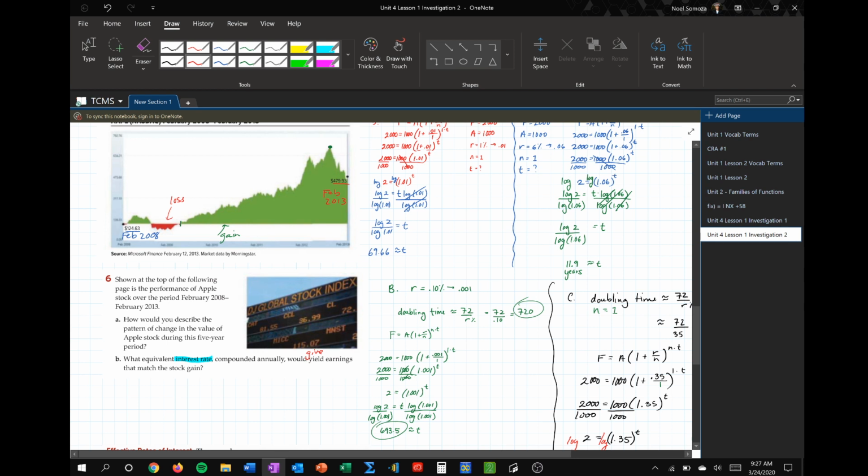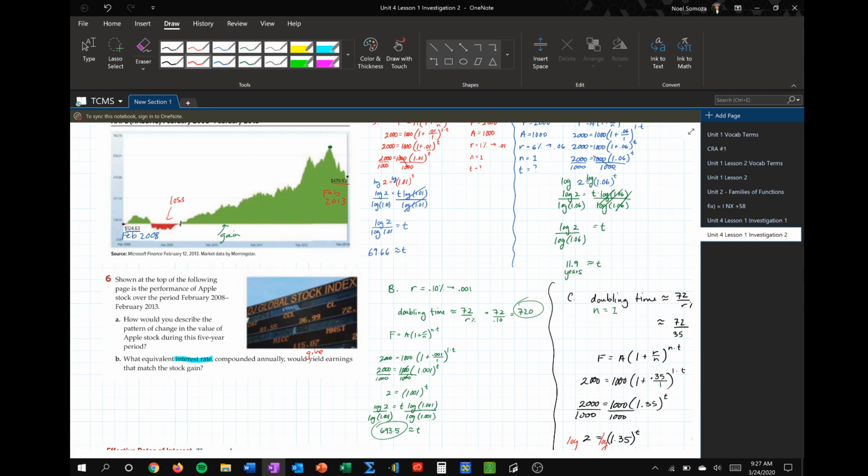Assuming what, right? Well, pretend that you are the person that invested money at the beginning in February 2008. Let's say you bought one stock of Apple. Well, if you bought one stock of Apple, then you've made an initial investment at that point.